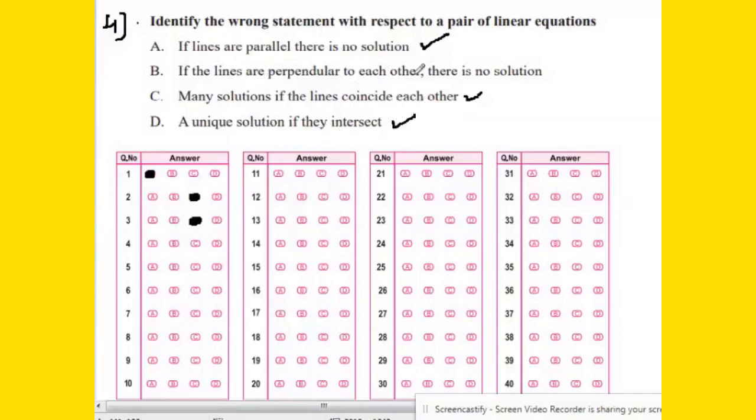Whereas the lines are perpendicular to each other, there is no solution. Actually, the perpendicular lines have one solution, whereas in the question it is mentioned as no solution. So the wrong statement in this question is B. So B is the correct option. I'm going to shade the option B for the fourth question.